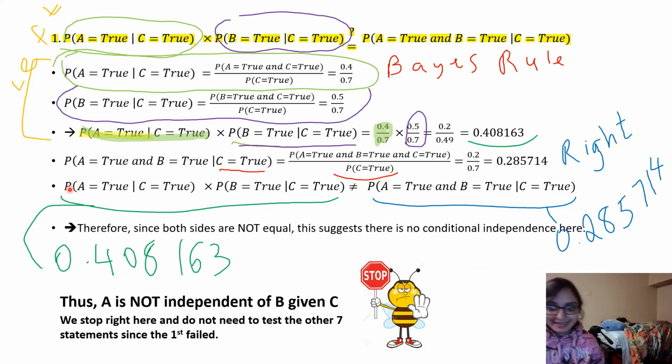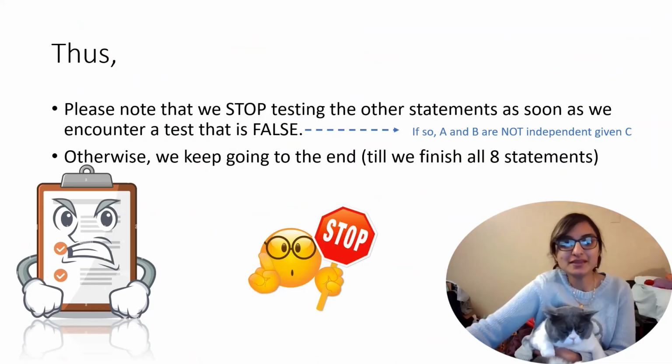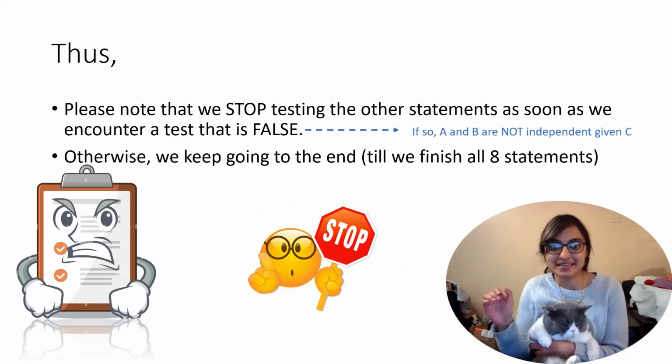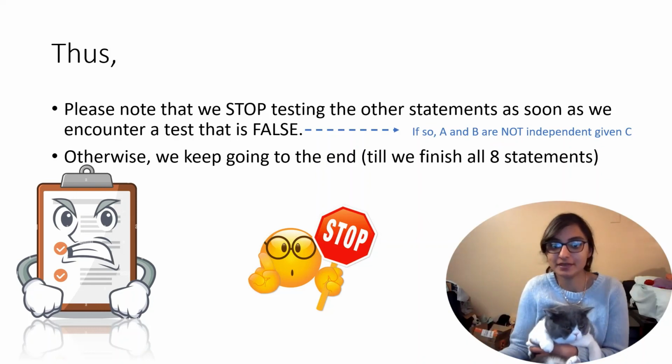So since the probability A is true given C is true multiplied by the probability B is true given that C is true is not equal to the probability A is true and B is true given that C is true, this shows that there is no independence here, that A and B are not independent given C. That is, A is not independent of B given C, which is the same thing as B is not independent of A given C either. So what we end up finding is that the first test does not work. It's false. The conditional independence test failed.